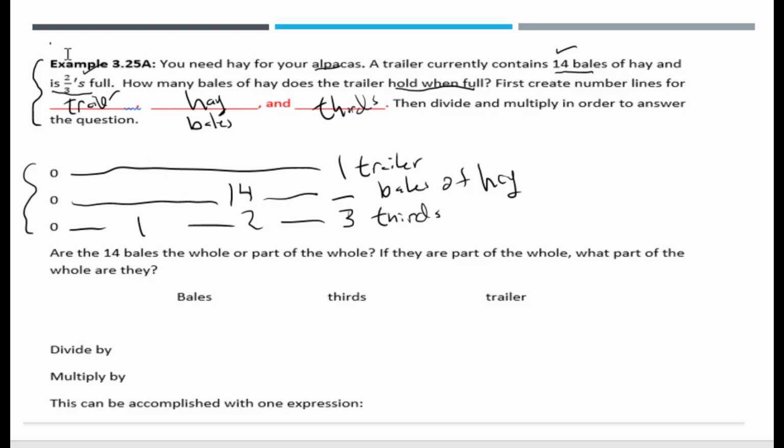So just writing down what we have now, we have 14 bales is 2/3 full. Now it is really pretty easy to see that if I divide by 2, I find out what 1/3 is. And I get 7 bales. So 1/3 is 7 bales. And now if I multiply by 3, I get 3/3 and 21 bales.